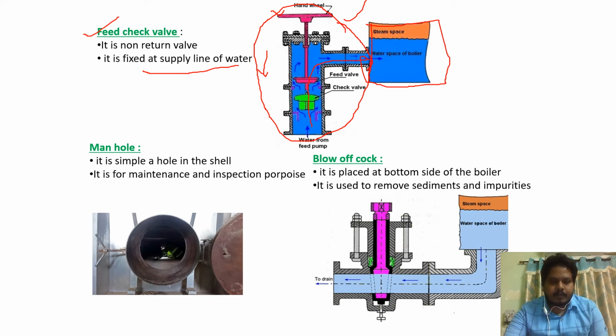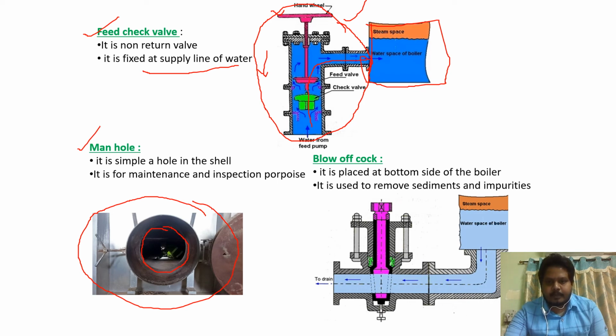The other type of mounting is the manhole. As you can see in this figure, this is the manhole. It is a hole in the shell. Through this hole, the operator will enter inside the shell. If there is any repair, he will go inside through the manhole, repair, and come out of the manhole. This hole is used for maintenance purposes.